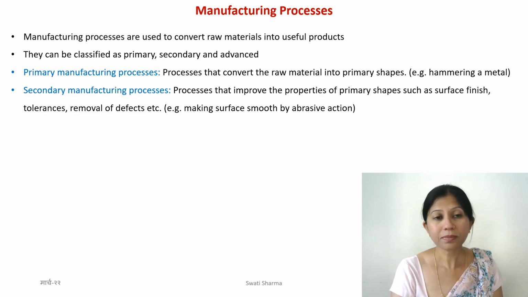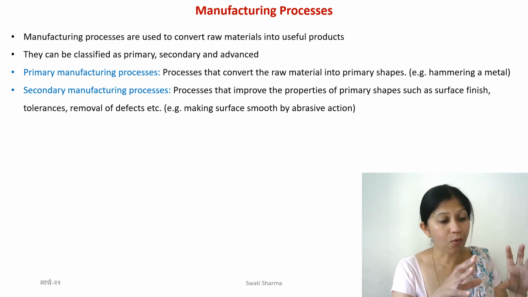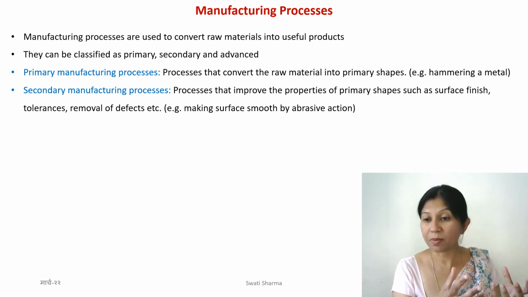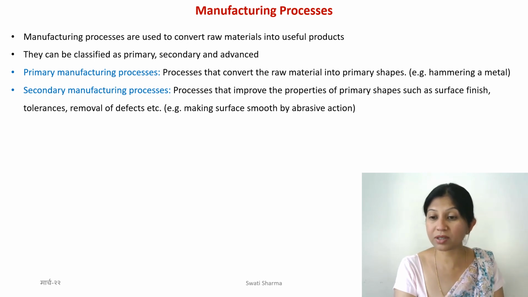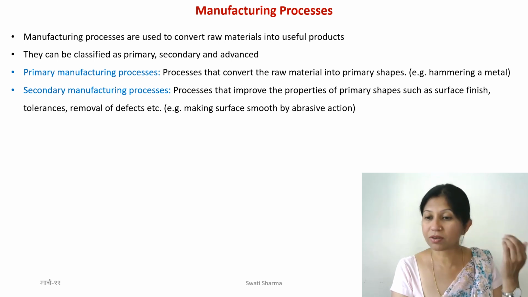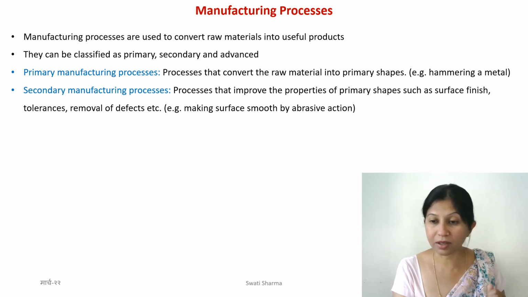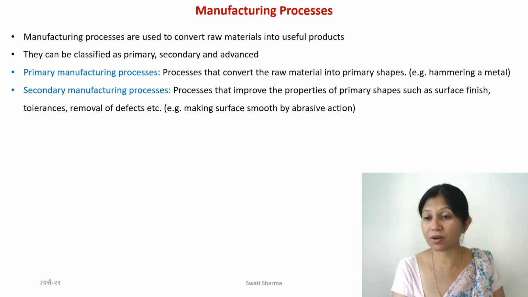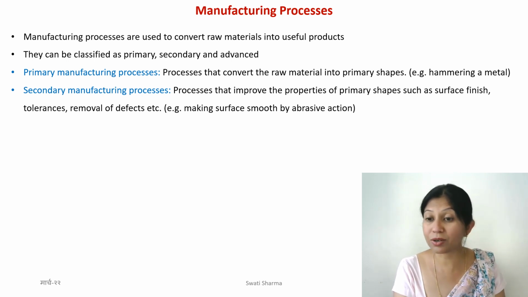What will be the secondary process? Of course, once you have an initial shape that came out of your primary process, you know that is not your final shape, right? That is your initial shape. After hammering, maybe you need to perform some surface polishing because there may also be some defects in the material, so you may have to remove those defects. Maybe you need to protect your iron part from rusting, so you need to polish it. There will be all of these things.